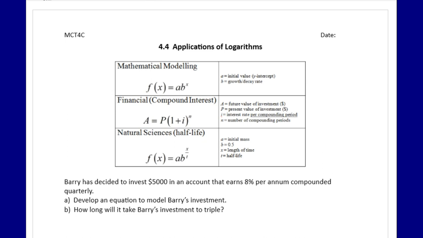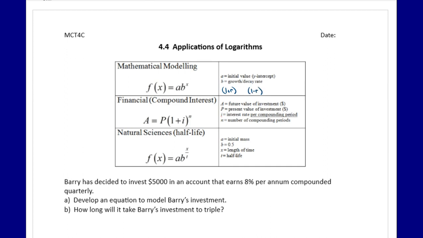So we have a couple of examples of different scenarios or different types of exponential equations that we might have. We might have some mathematical modeling. So this is just our general formula, A B to the power of x. A is our initial value, B is the growth or decay rate. We talked a little bit about this before. Growth is 1 plus r, decay is 1 minus r.